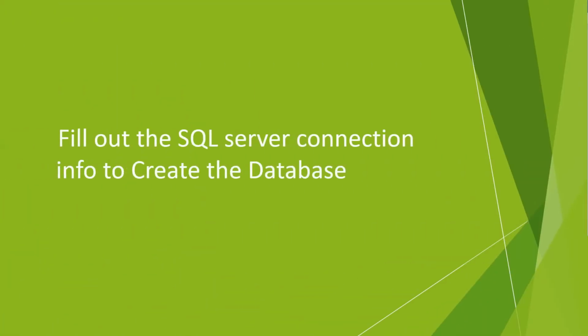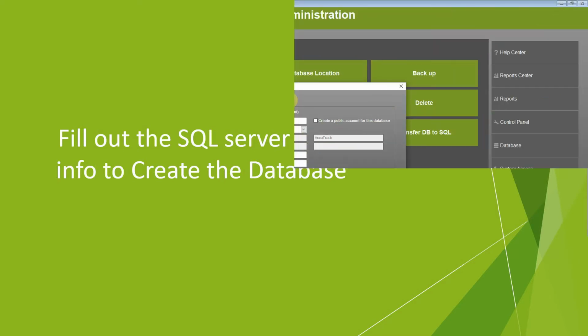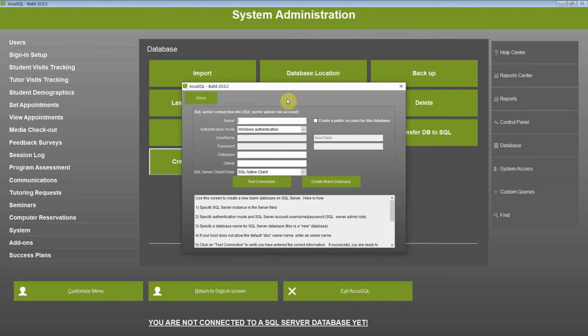The second step is to fill out the SQL Server connection info to create the blank database. To do this, you must first enter the server name, then select the authentication mode, whether it's Windows or SQL Server. In my case, it is Windows. If it is Windows authentication, you will not require a username or password, but if it's SQL Server authentication, then a username and password will be needed. Then select the SQL client driver. In my case, it is a client 11.0 SQL Server 2012.